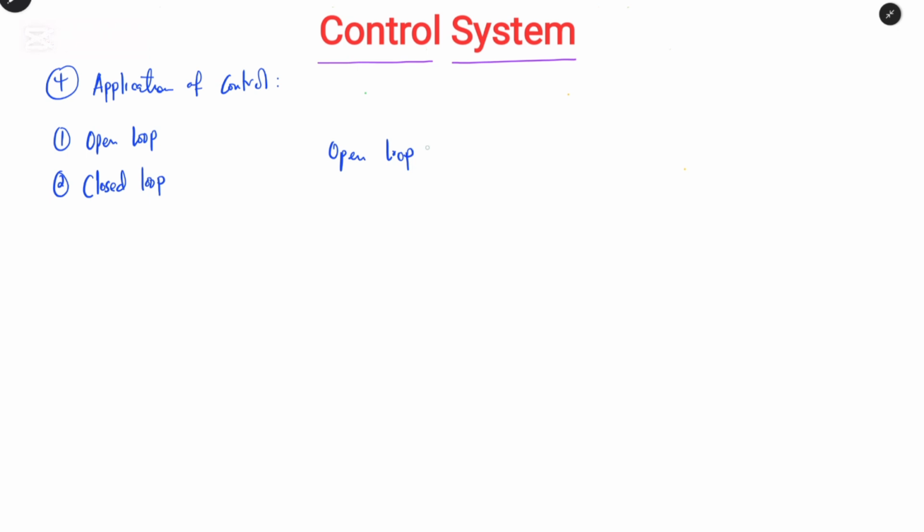Look at 4, which is the application of control system. We previously discussed the open loop control system and the closed loop. We can now list some of the applications of open loop control system and the closed loop, and later on we will describe how each of them operates.